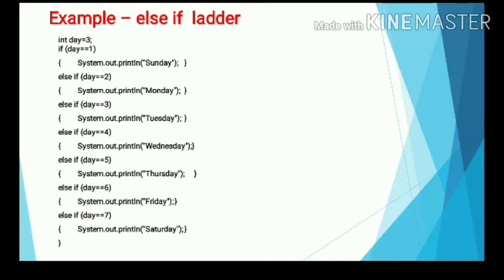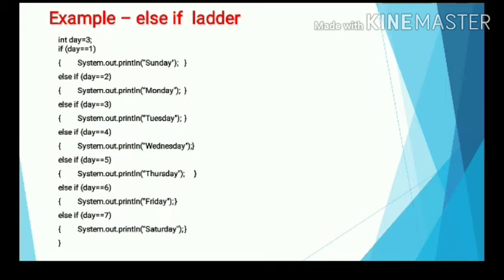See the example. Here day is a variable which can store the value 3. It is an integer type variable. First I am checking if day equal to 1. Suppose if day equal to 1, then it prints the value Sunday. Otherwise it comes to the else part.